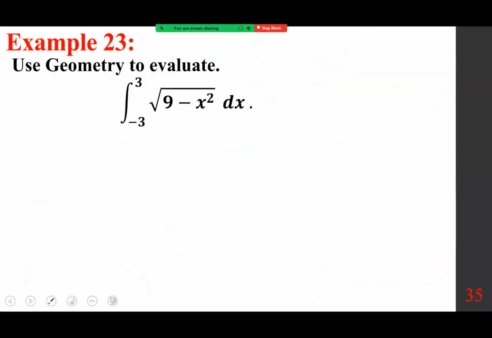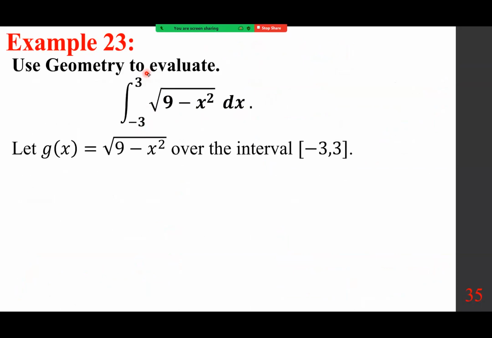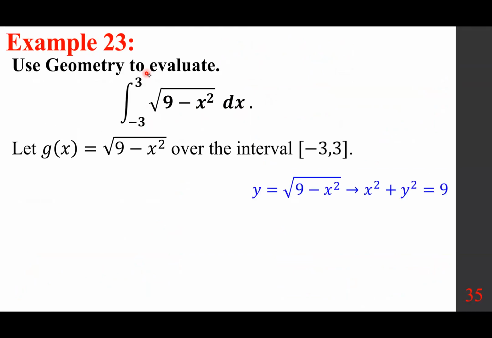Use geometry to evaluate the integral of the square root of 9 minus x squared dx from -3 to 3. So what we have is the function f of x, or y, equals the square root of 9 minus x squared over the interval of -3 to 3. Okay. Now, what do we have here? This is what I want to show you. We have a circle. And how do we know that?